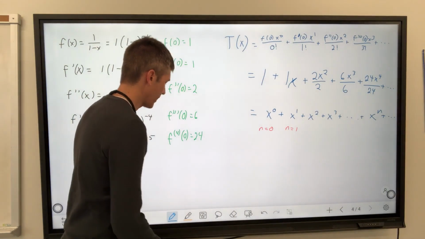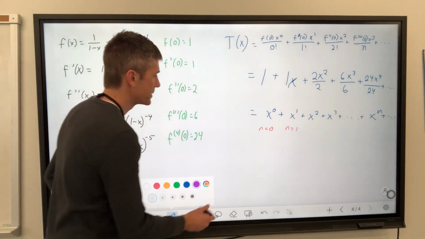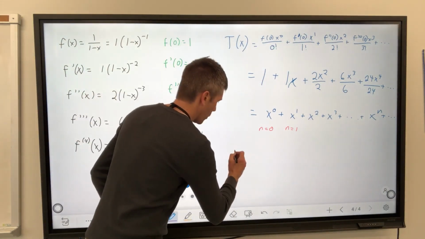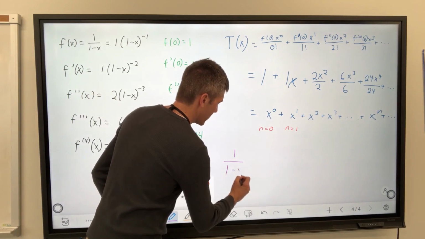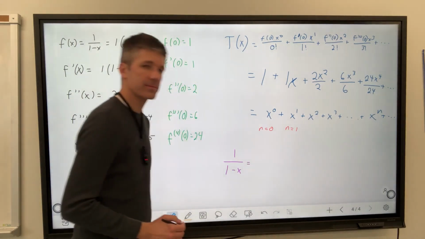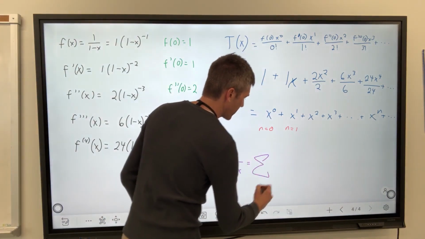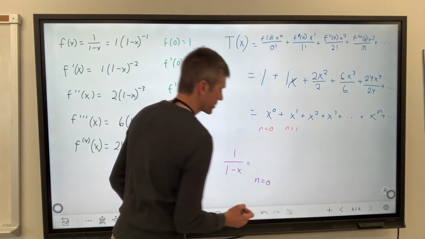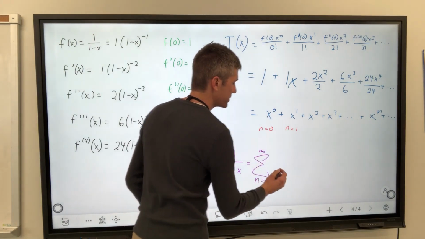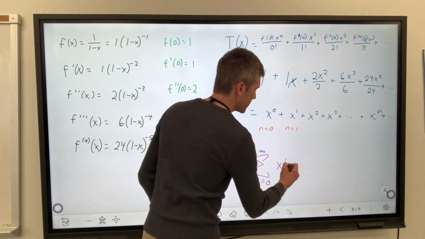So let's do it. Final answer in purple. 1 over (1 minus x) equals, fun stuff, the sum from n equals 0 to infinity of x to the n.